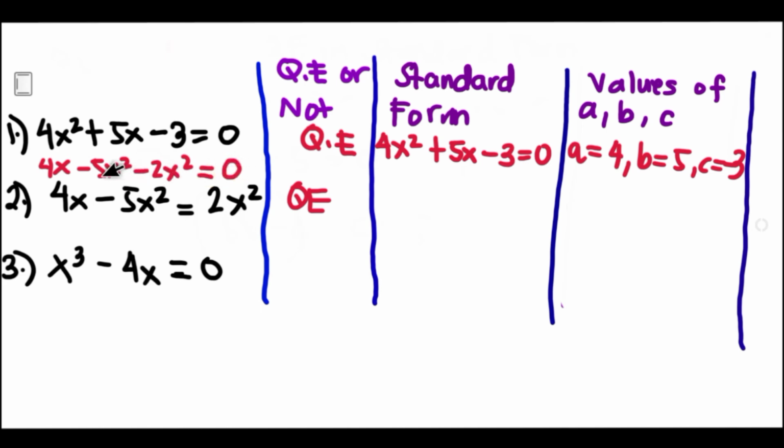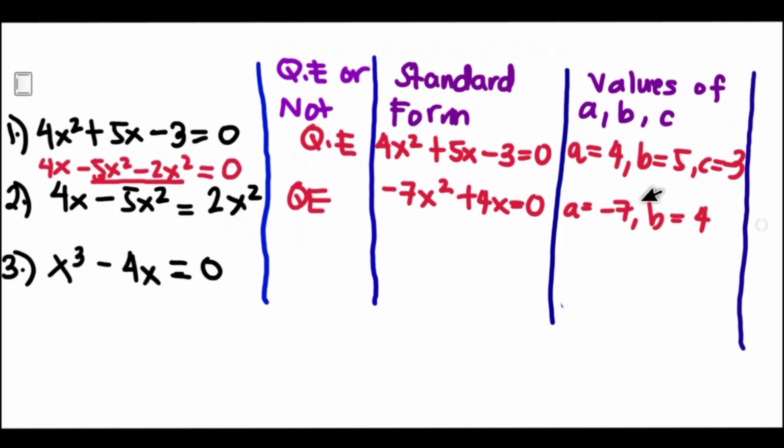So, combine natin itong like terms. Negative 5 plus negative 2, that is negative 7x squared. And then, okay na tayo dito sa dalawa. So, yun na lang natira. Plus 4x is equal to 0. So, ang value ng a ay negative 7. Ang value ng b ay 4. Ang c naman, since wala tayong constant, ang value ng c ay 0.